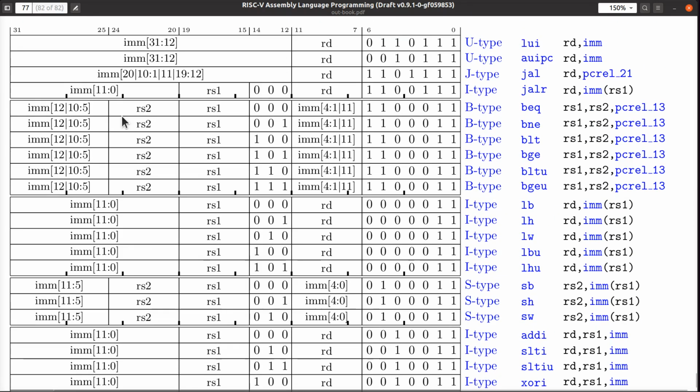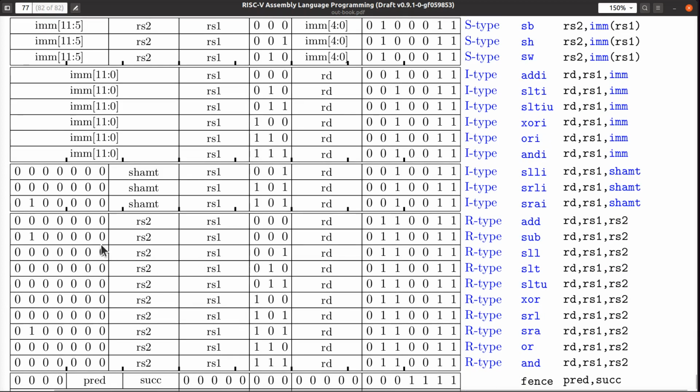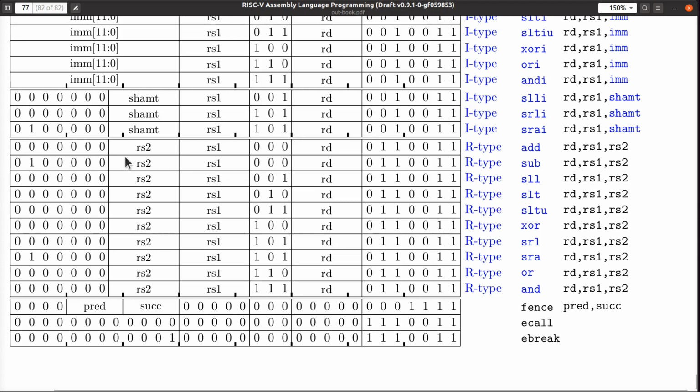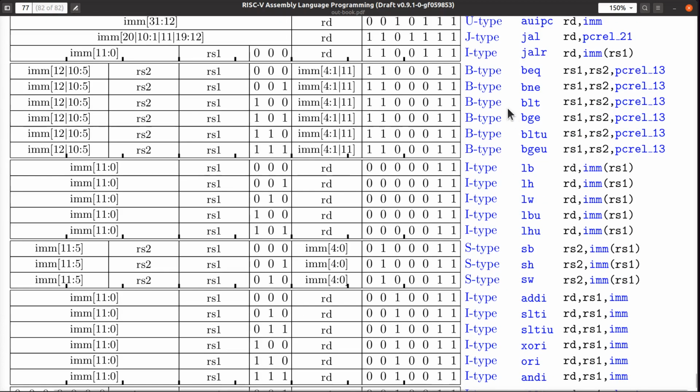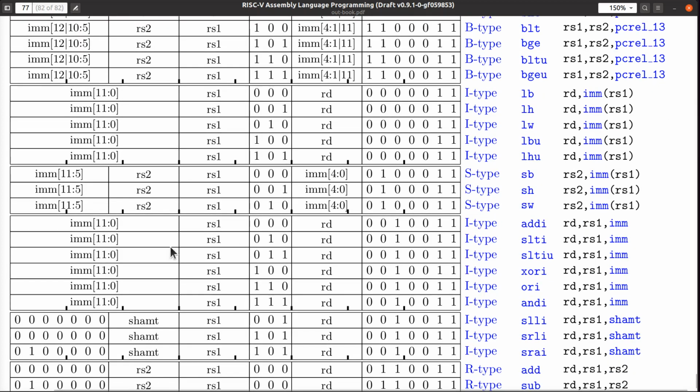The immediate values and the register numbers are stored in various fields in the different types of instructions. The funct7 field over here is used in some of these instructions to differentiate between subtracting and adding and arithmetic shifting versus logic shifting and so on, right? So let's go through these by group. There's U-type, J-type, I-type, B-type, and so on. The various types refer to how these fields are organized in the instructions.